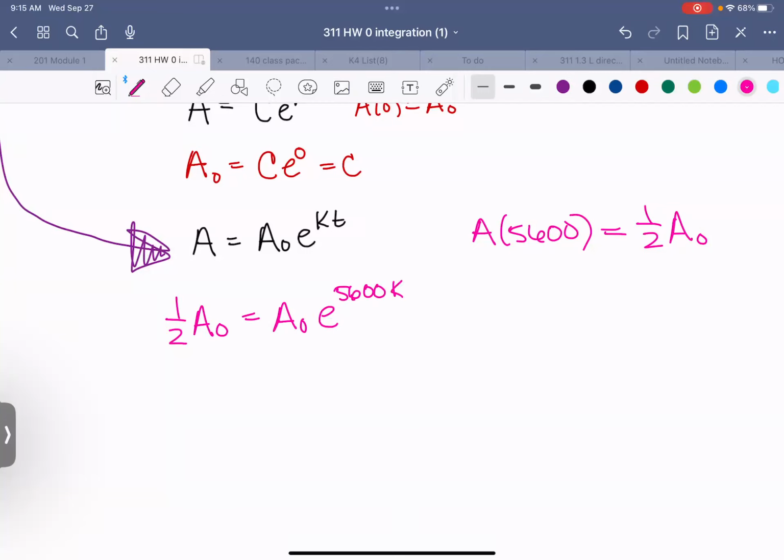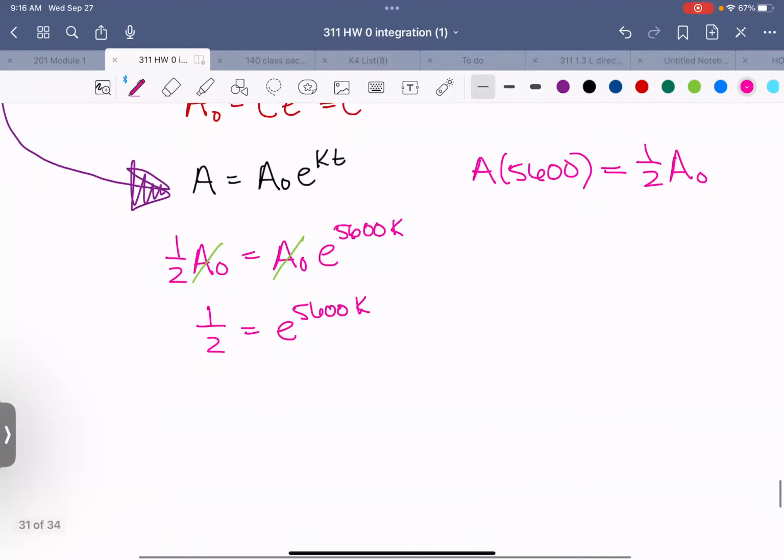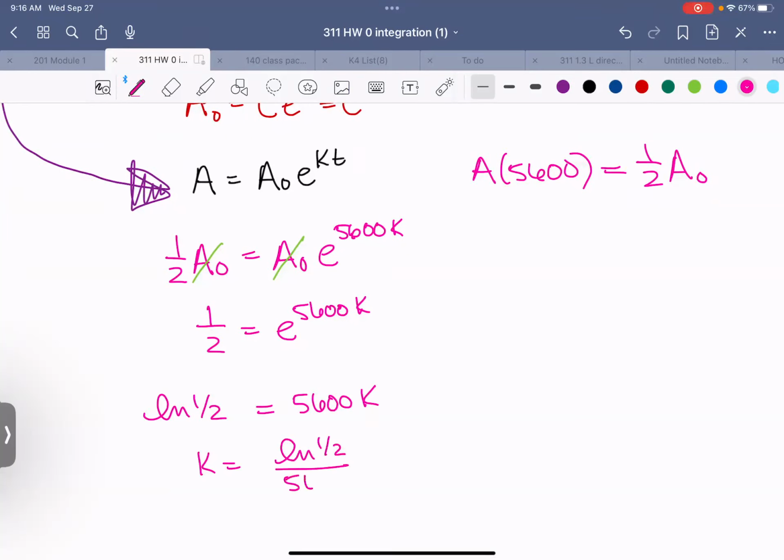Right, you're plugging in that condition. That a naught will cancel on both sides. So you've got 1/2 is e to the 5600k. And then find your k. So take your natural log of both sides, divide by the 5600. So that's going to give you the natural log of 1/2. And then k is the natural log of 1/2 over 5600.